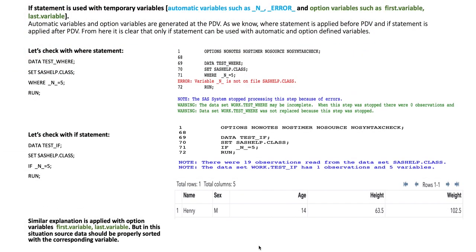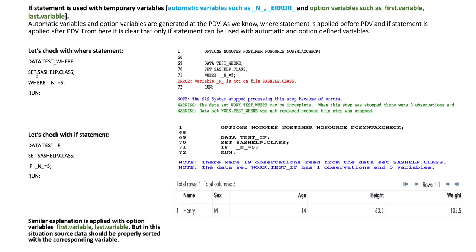If statement is used with temporary variables. Temporary variables include automatic variables such as _N_ and _ERROR_, and option variables such as first.variable and last.variable. Automatic variables and option variables are generated at the time of PDB. As we know, where statement is applied before PDB and if statement is applied after PDB. From here, it is clear that only if statement can be used with automatic and option defined variables.